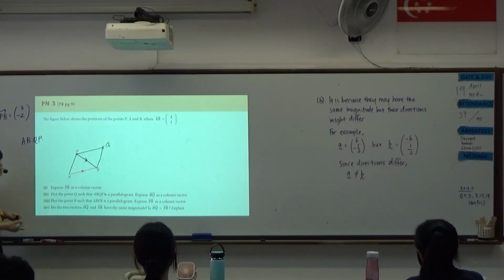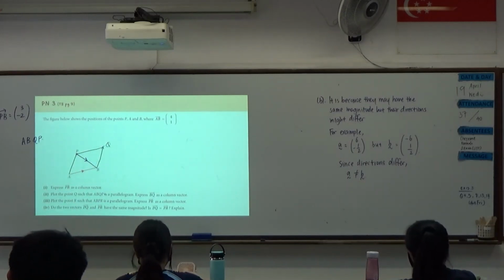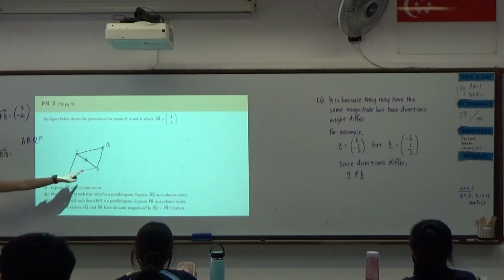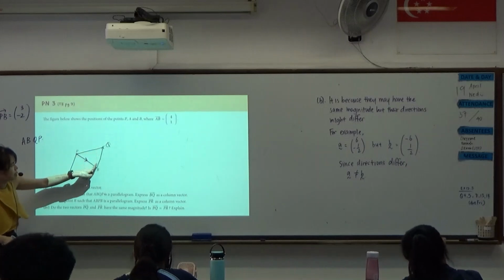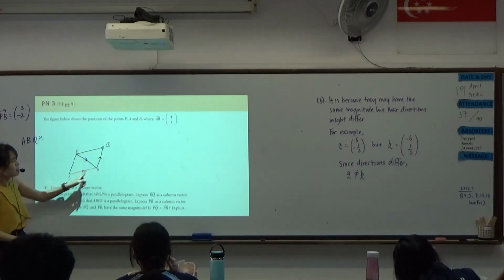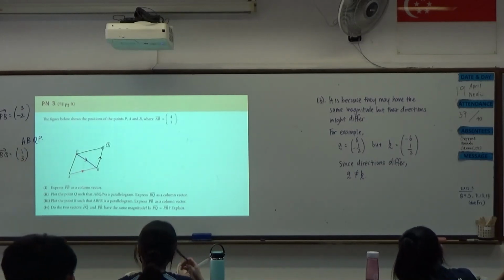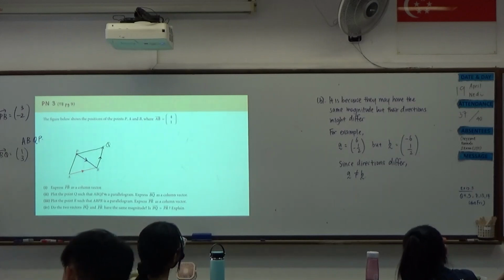that looks like this. Okay, so BQ itself as a vector will be this line segment here and in this direction. So rightwards 1 unit and upwards 3 units. Therefore, your column vector BQ will be 1, 3.